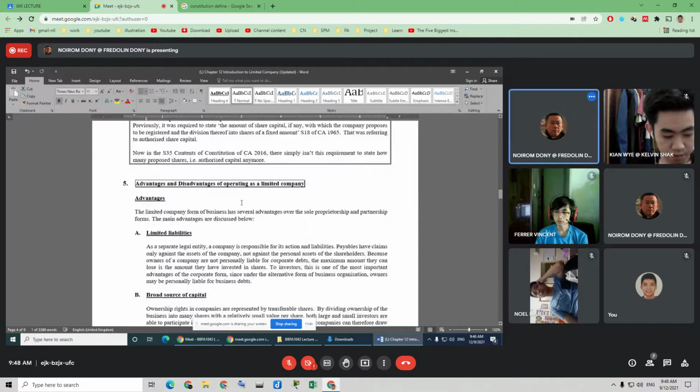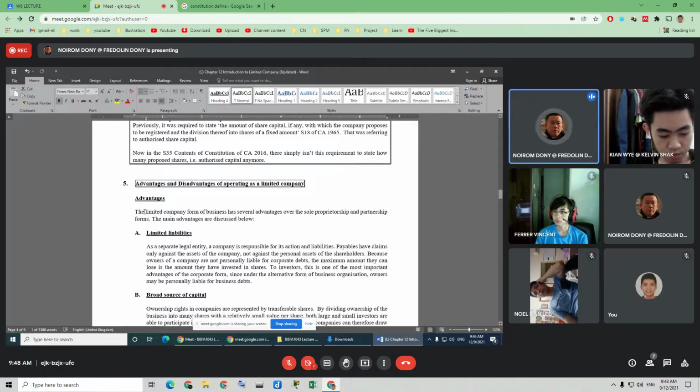Now, the next thing is the advantages and disadvantages of operating as a limited company. We need to know all this so that you can decide, let's say you want to open a business, whether you want to open it as a company or not.